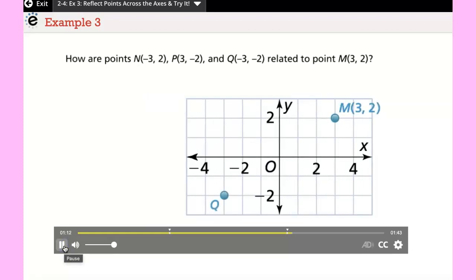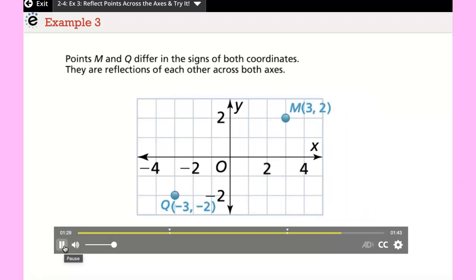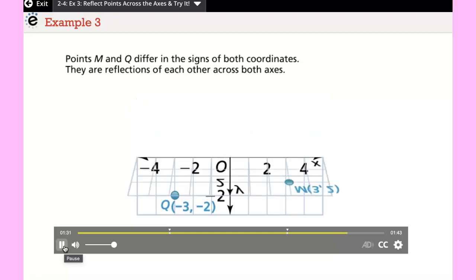Point Q has an x-coordinate of -3 and a y-coordinate of -2. It is located in the third quadrant. Points M and Q differ in the signs of both coordinates. They are reflections of each other across both axes.